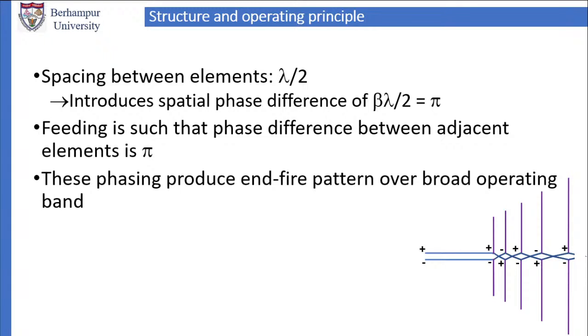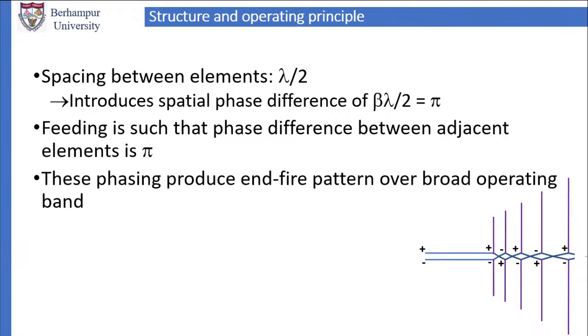So that you can see here in the figure. The feeding will be in such a manner that the phase difference between adjacent elements is pi or 180. That you can see in the figure I have shown you. Cross sign is in the first element, second is negative, third is positive, that way it goes.